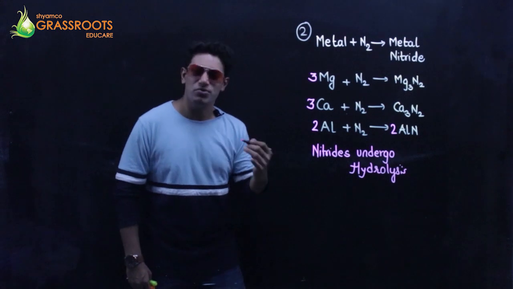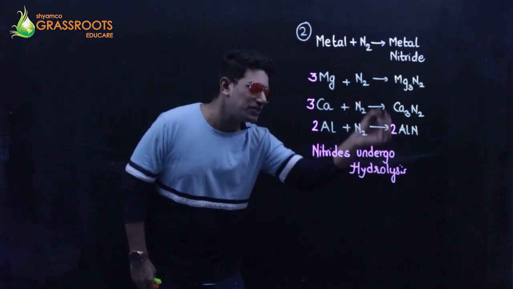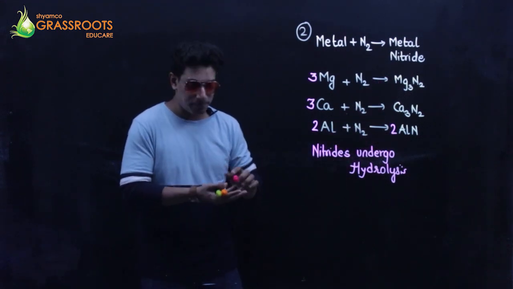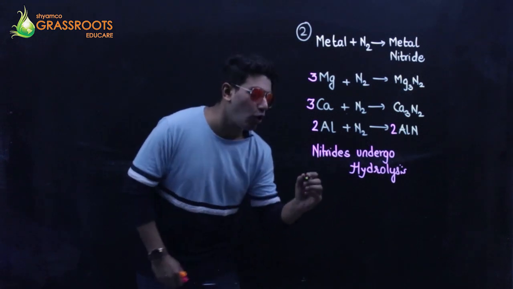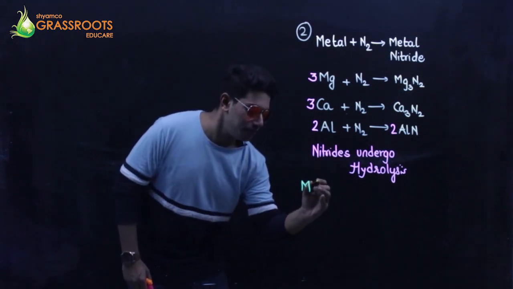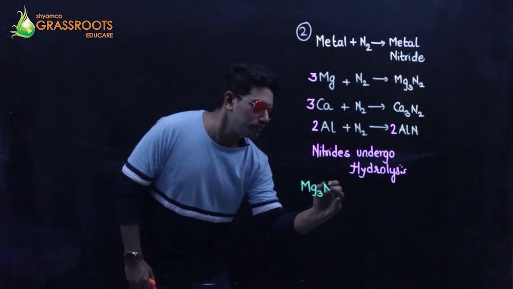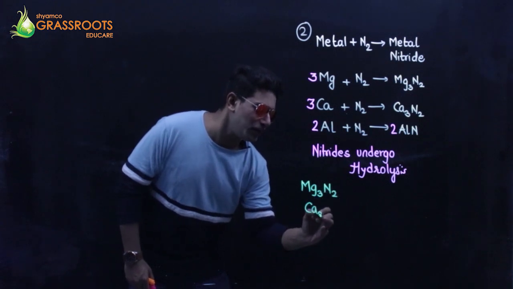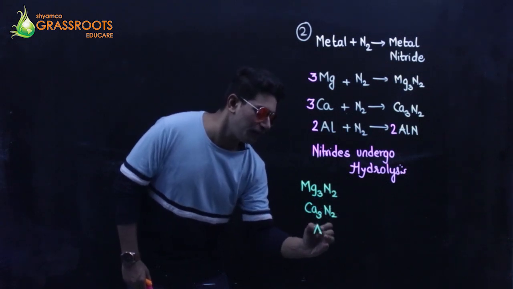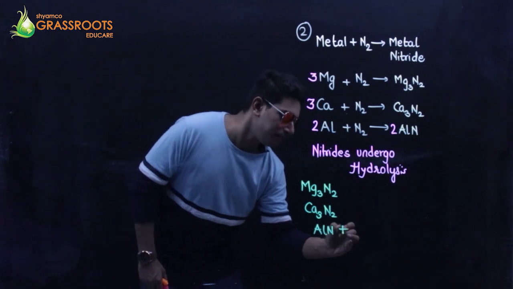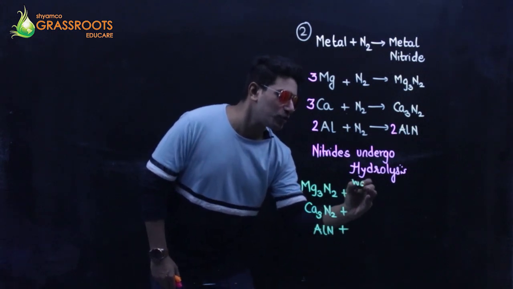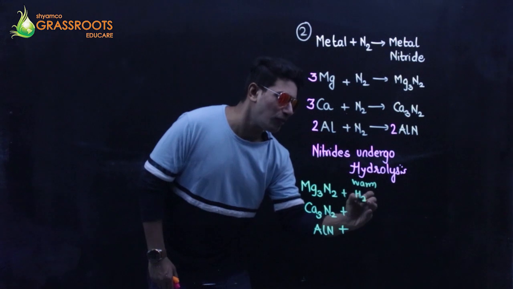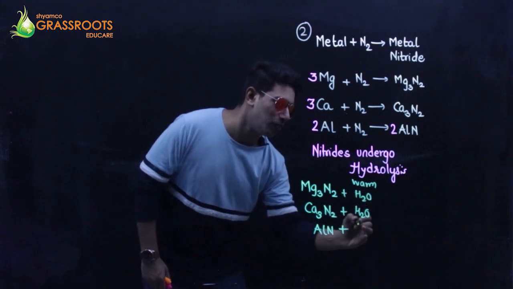Breaking down of a compound due to water. So these metal nitrides, the three of them, react with warm water. We have Mg3N2, Ca3N2, and AlN. They all react with warm water. I'm not writing warm everywhere, please.